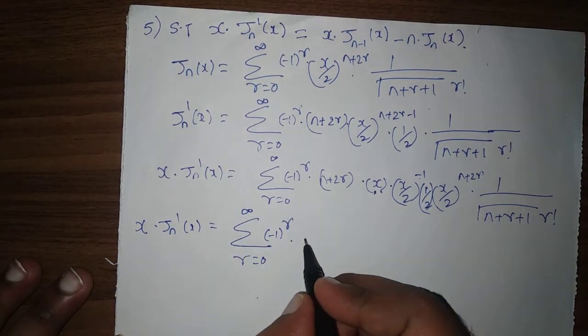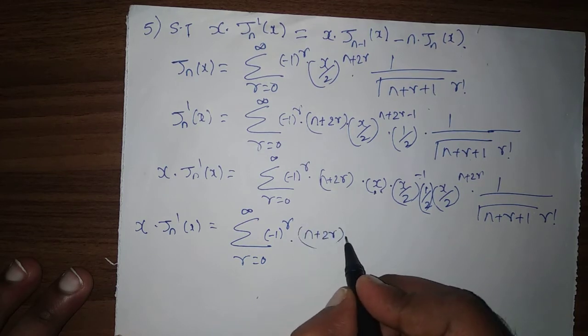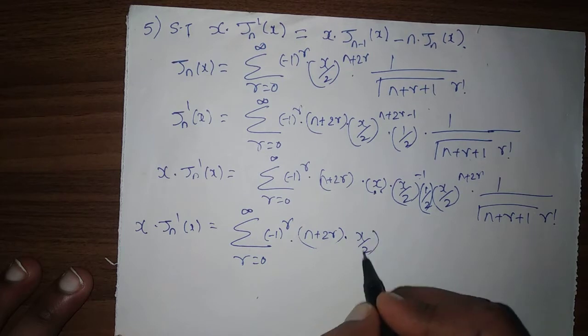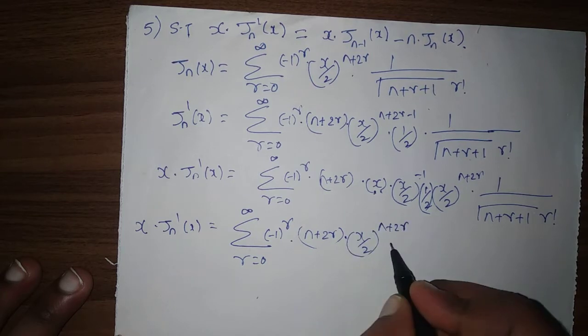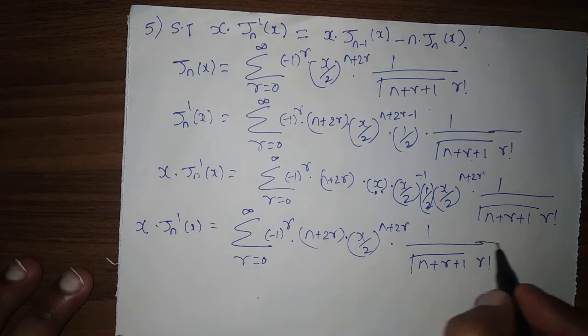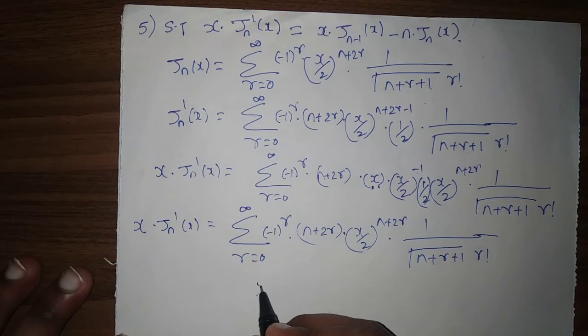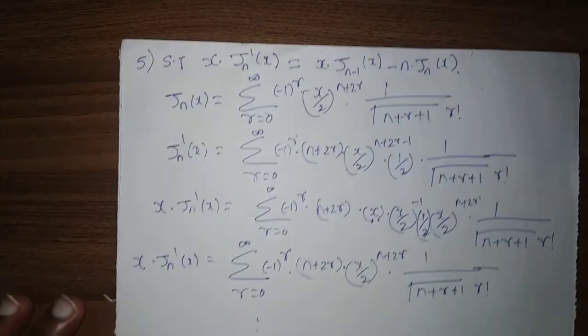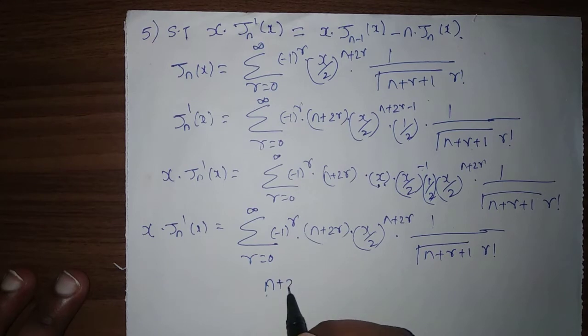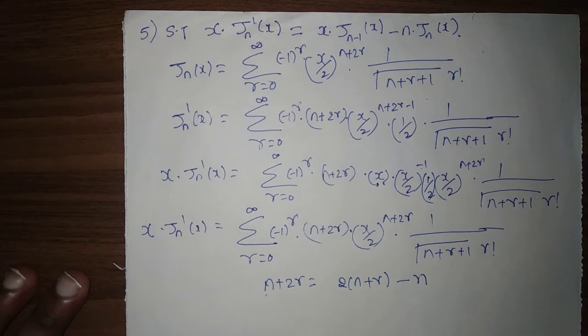to the power of r into n plus 2r into x by 2 to the power of n plus 2r into 1 divided by gamma of n plus r plus 1 into r factorial. Now I will split this n plus 2r as two summations because we need two summations. So n plus 2r can be split as 2 into n plus r minus n.